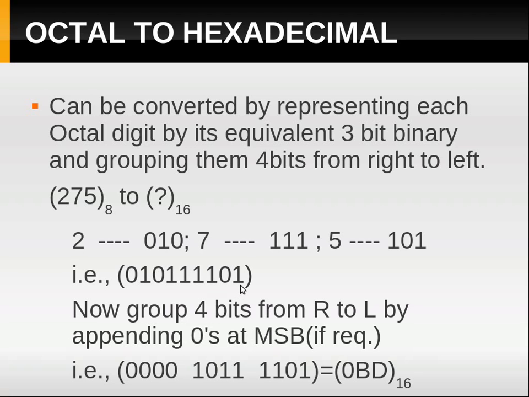Now here I would be taking 1011 from the LSB as one group, and 1101 as the other group, and then I have only 10, so append zeros at the MSB, so it would become 0010. Okay, now write the equivalent representation for these bits. So 0010 is 2. Then 1011, which is nothing but 11, whose representation in hexadecimal is B, and 1101 is nothing but 13, whose representation is D. So this is the equivalent hexadecimal value for the given octal number, right?